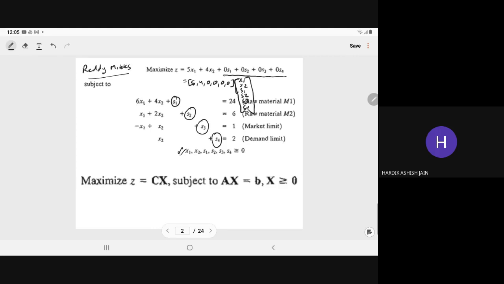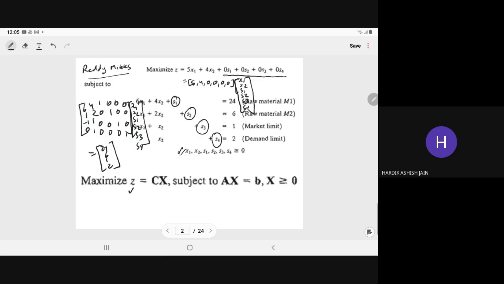So here we have z equal to a row vector times a column vector, subject to the coefficient matrix, with rows 6, 4, 1, 0, 0, 0; 1, 2, 0, 1, 0, 0; minus 1, 1, 0, 0, 1, 0; 0, 1, 0, 0, 0, 1, multiplied by x1, x2, s1, s2, s3, s4 equal to 24, 6, 1, and 2. So that is the representation in the matrix form.